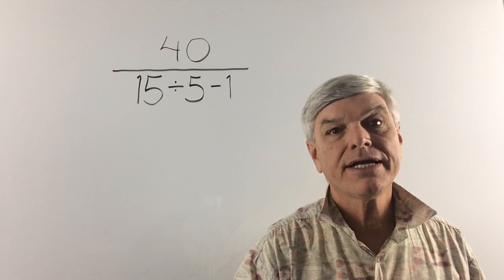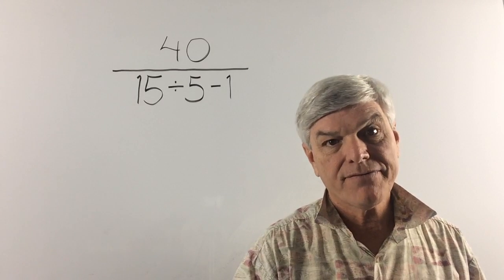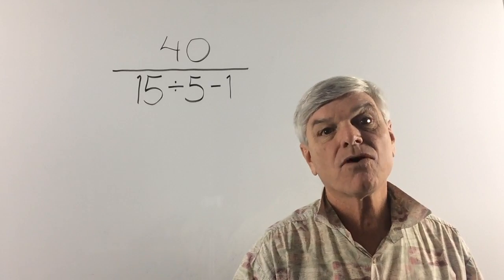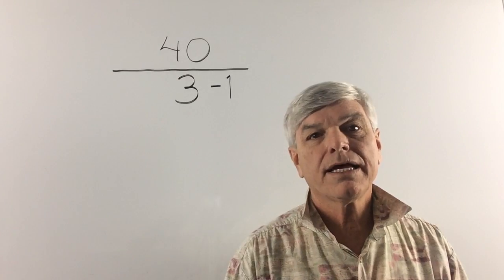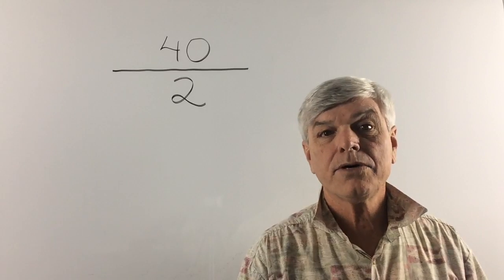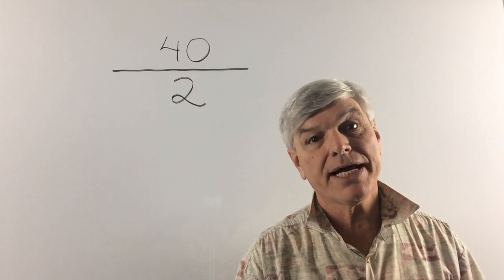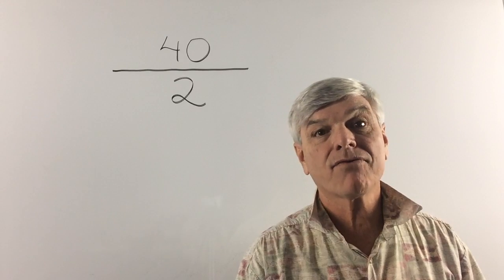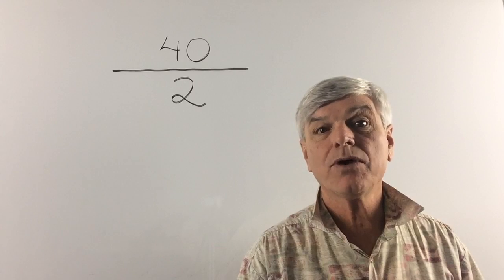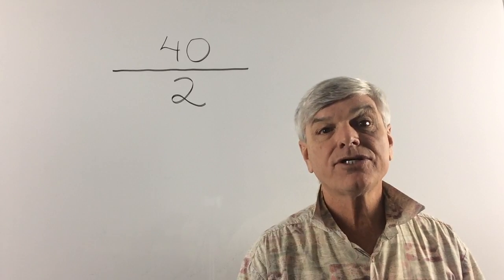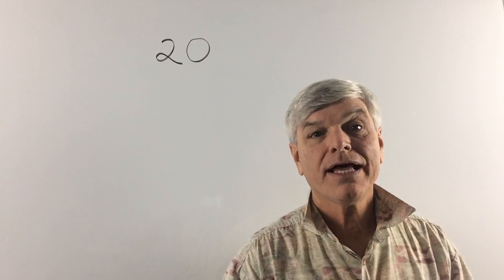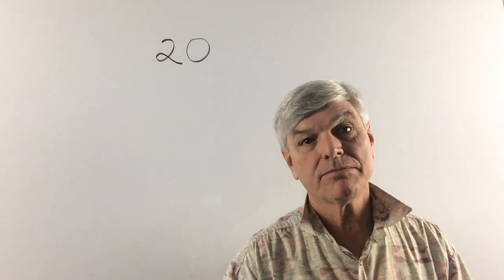Now on the denominator, we have 15 divided by 5 minus 1. Let's perform the division function first, and that would be 3. 3 minus 1 is 2, and that is the solution for our denominator. Now we have a fraction that is 40 over 2, or a division problem, whichever way you want to look at that. 40 over 2, or 40 divided by 2, is 20, and that is the solution to this problem.